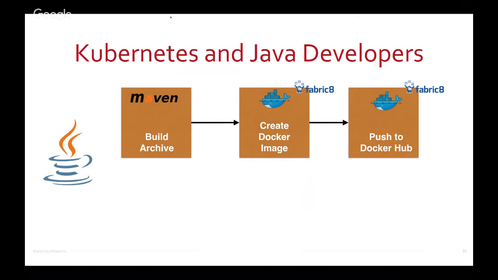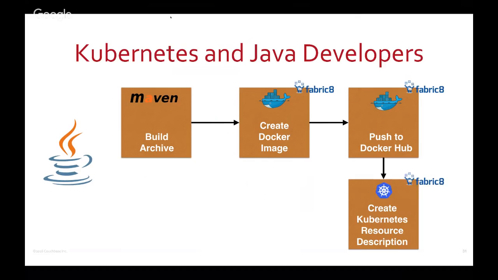Using Fabricate plugin, you can also push to Docker Hub or any registry that you care about. So that functionality is there. Now, this is a Kubernetes session. So Fabricate plugin also allows you to create Kubernetes resources. That is super cool, actually. I think that is the most appealing part of Fabricate Maven plugin. One plugin to create your Docker image, push to Docker Hub, and create your Kubernetes resource description.